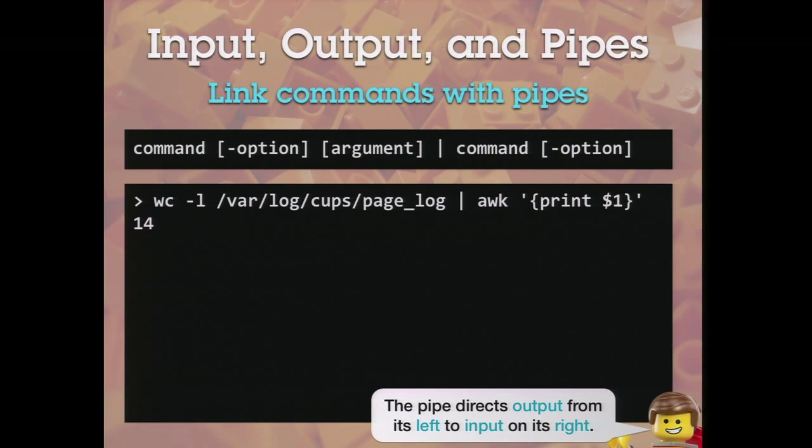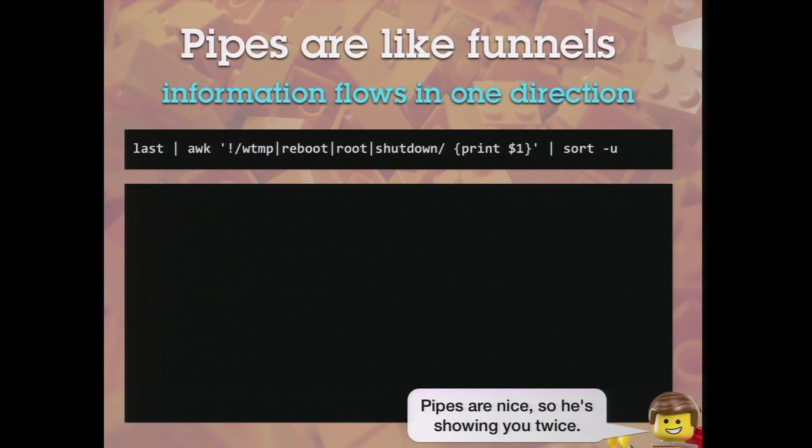So let's look at pipes a different way. They're pretty important. So here's a kind of crazy command. The pipe takes the output of the command to its left, your left, and gives it to the command to its right as input. So let's dissect this.